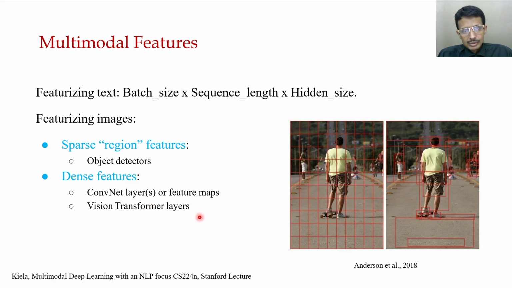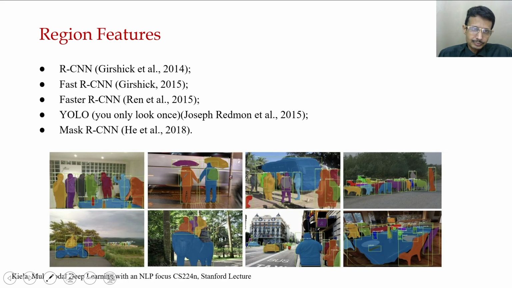Vision transformer we can also use. In a vision transformer, patches are used. So these are the multimodal features, similar for image and text.